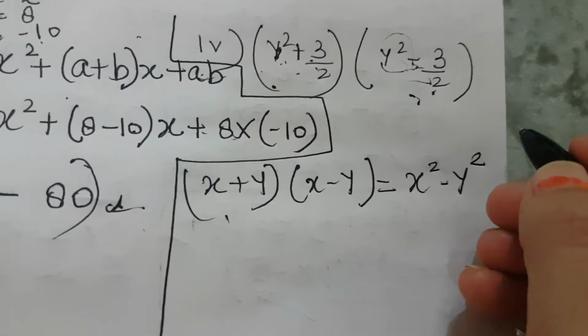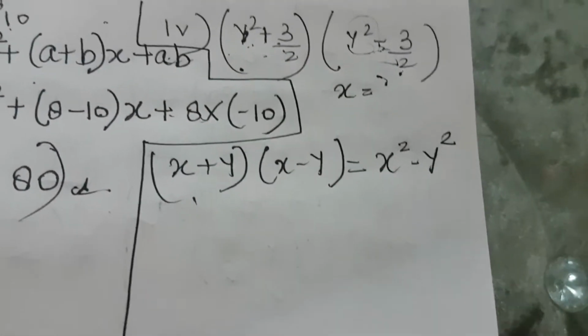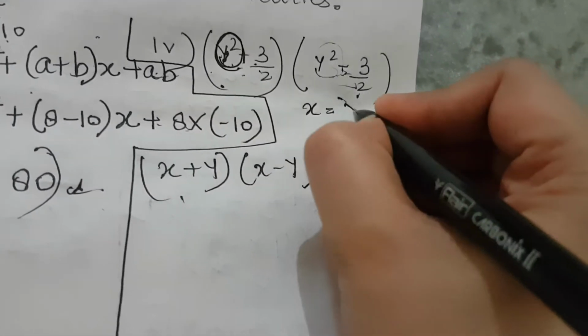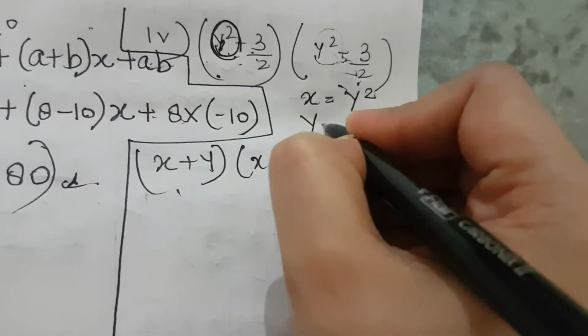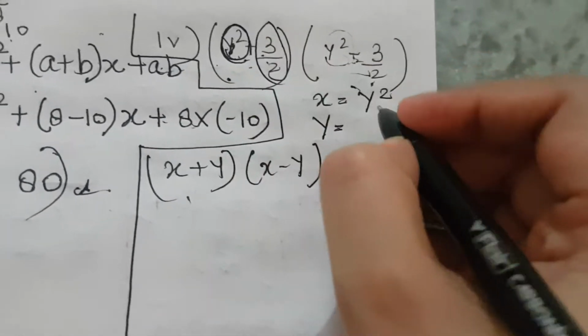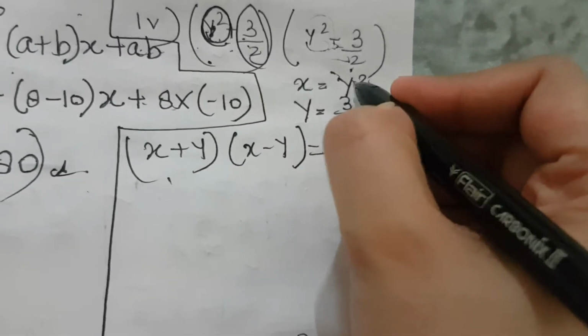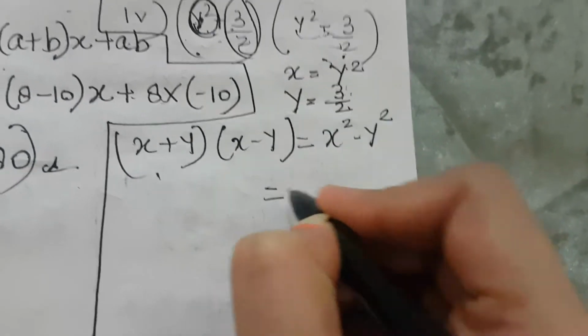Fine. After that you see what is the value of x? What is the value of x? y square. So in place of x we will keep y square. And what is the value of y? 3 by 2. So where is x in the identity? We will keep y square, and where is y in the identity? We will keep 3 by 2.